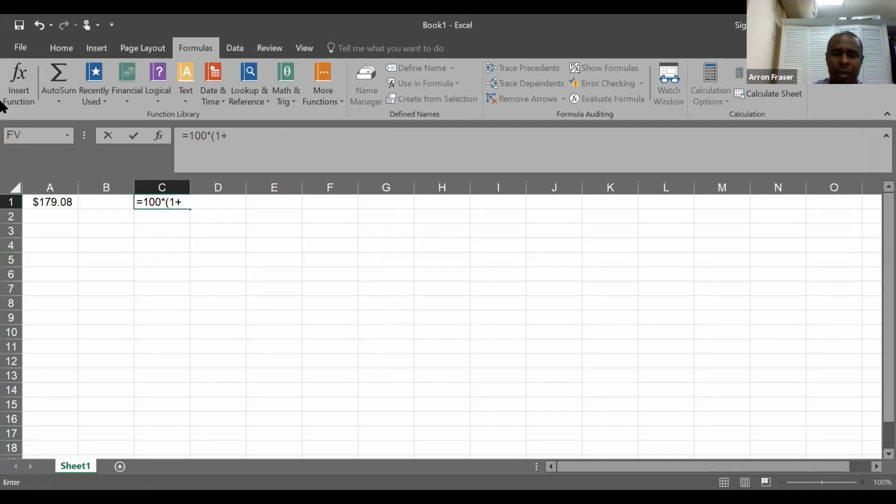1 plus 0.06. And then we have this caret, and it is for 10 years, and you should get the same answer, right? So remember, I showed you the formula earlier.